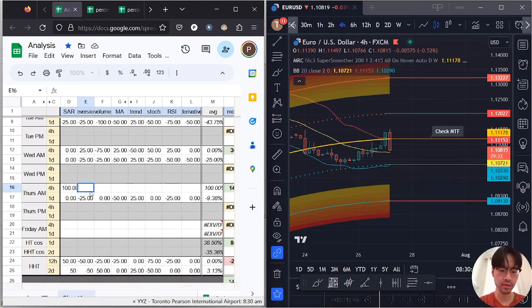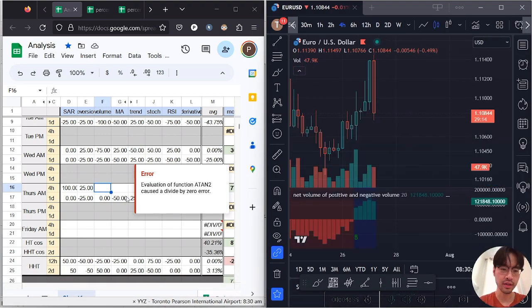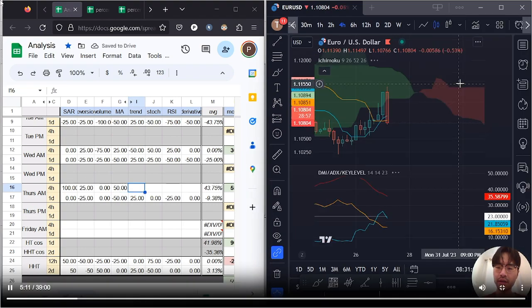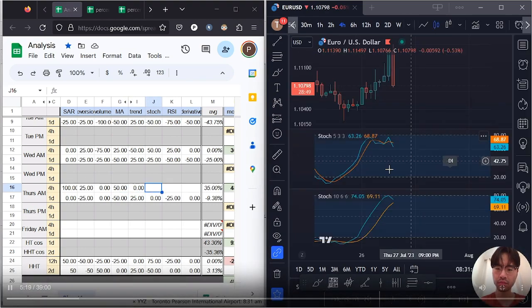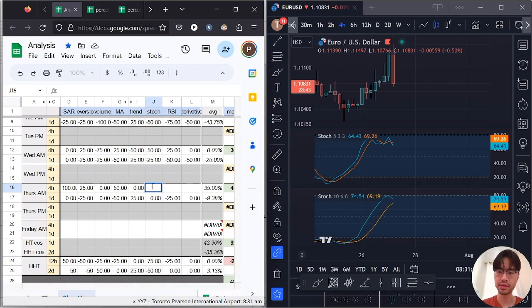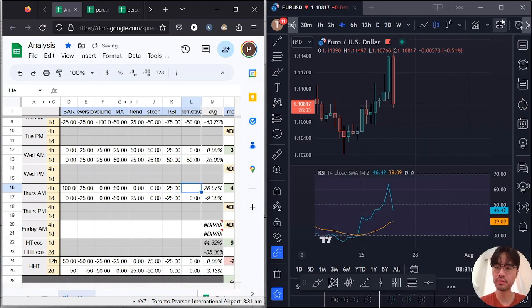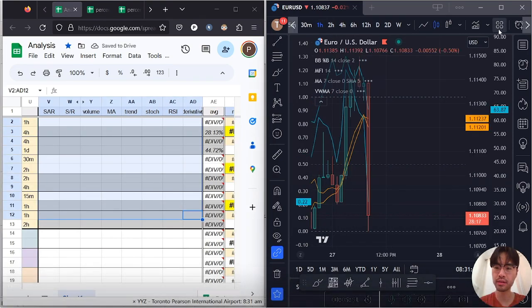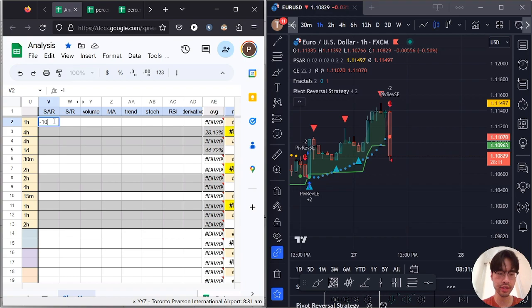On the 4-hour, this is actually 100. Inversion, give it a 25 here. Volume, give it a 0. MACD is a 50. And the 0. Stochastics, this actually would be a 0 to me. RSI, 25. Derivative, 25.